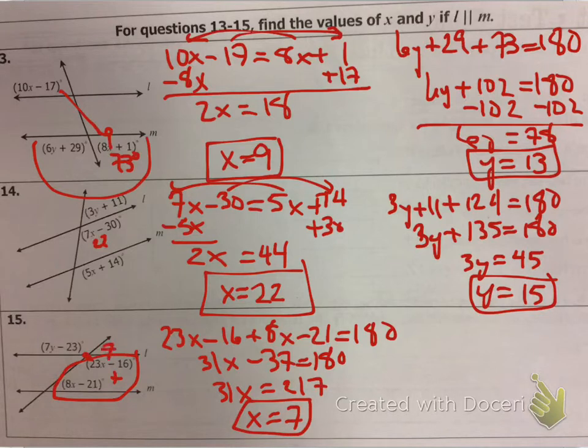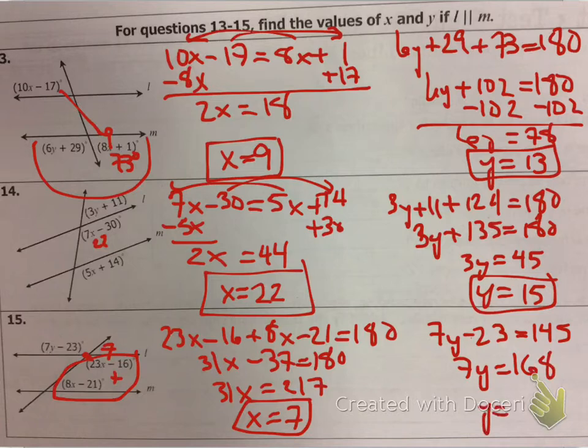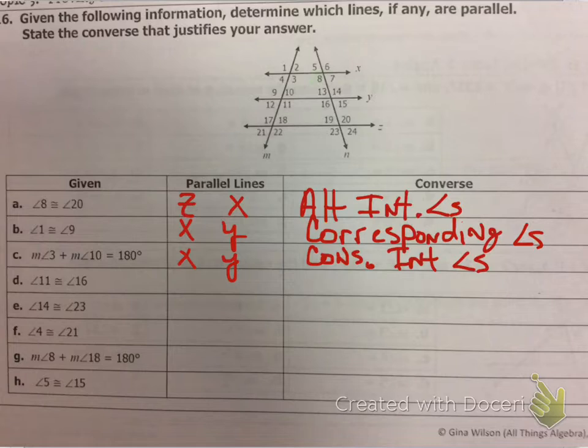Okay, put the 7 in here and say 7 times 23 minus 16, and what would you get? And according to this, I should get 145, so I'm saying 7y minus 23 equals 145. Okay, so then I would add the 23 to that and get 168. And then divide by 7. Divided by 7, and I should get 24. So in this case, x is equal to 7 and y is equal to 24. And there you go.